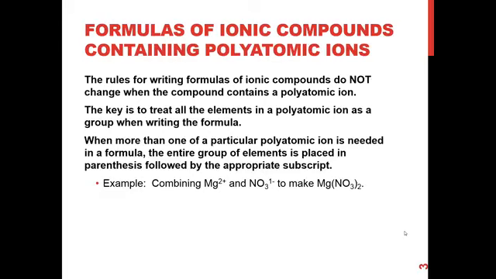This is probably best illustrated by an example. Suppose we want to combine magnesium ions, Mg2+, with nitrate ions, NO3 1-. In order for the total charge to equal 0, we will need 2 nitrate ions. So the appropriate formula is Mg(NO3)2.